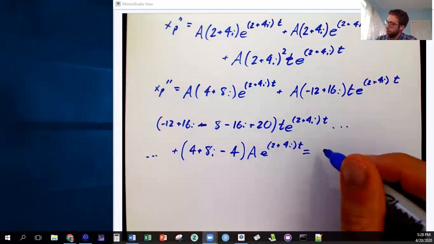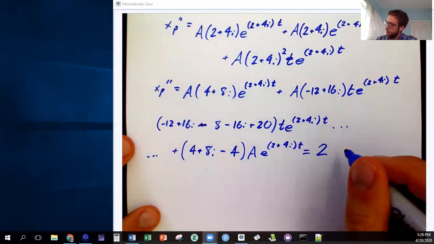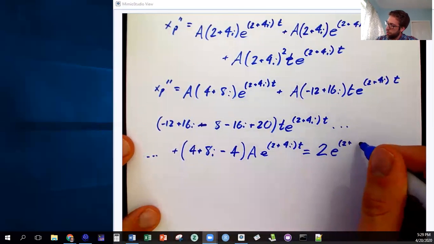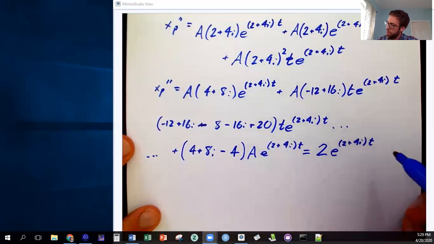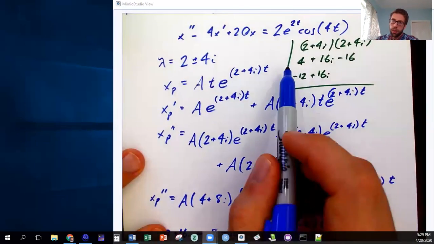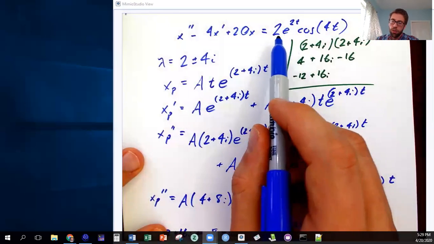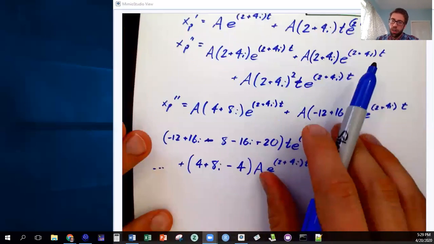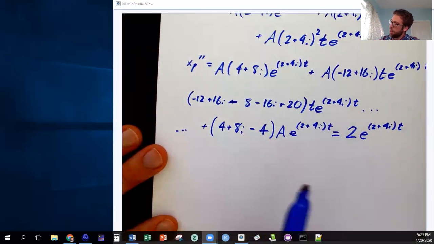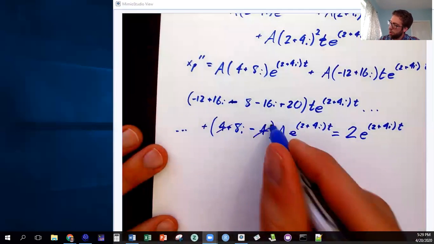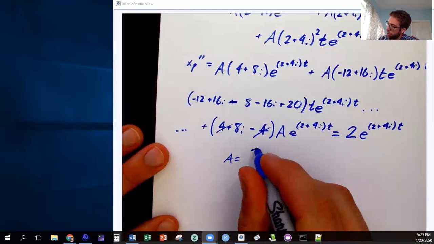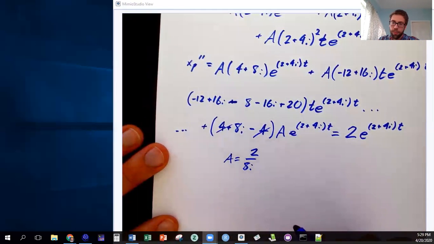Equals 2 times e to the 2 plus 4i times t. Now, where did this 2 come from? It came from this 2. Okay, so this part is the real part of this. So the 4's here cancel out, and so a is equal to 2 divided by 8i.